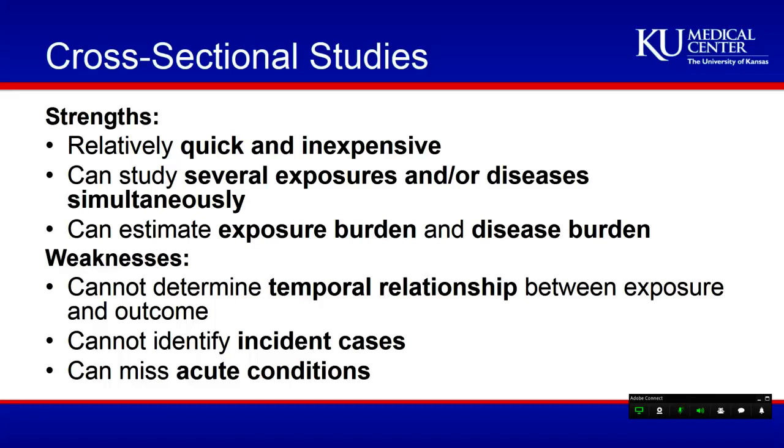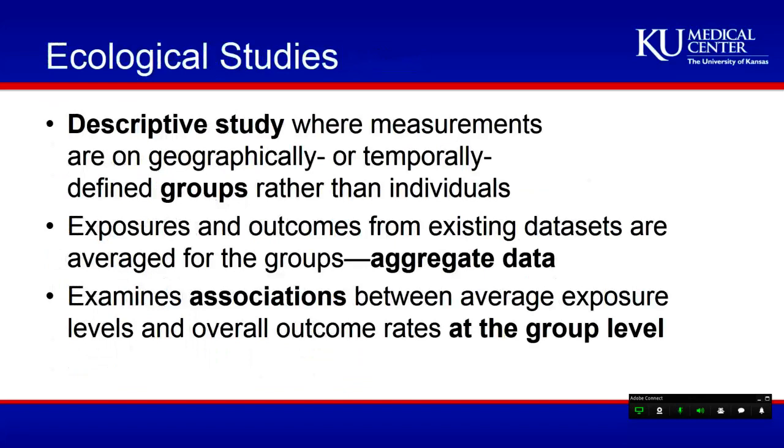The weakness of cross-sectional studies is just a weak level of evidence. You're not establishing anything, you're just gathering preliminary information. You also can't identify incident cases. So you don't know if it's the first time someone's been diagnosed with something if you don't know when that diagnosis occurred. So incidence can't be estimated. You can't estimate risk with cross-sectional studies. Another problem is that you can miss acute conditions, which means that something happens and it resolves really quickly, or it happens and the individual dies very quickly. So if you're just looking at a snapshot in time, you might actually miss those.